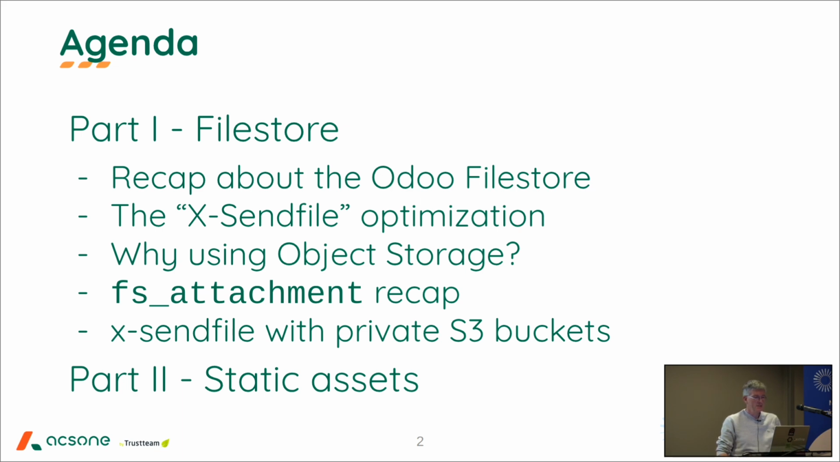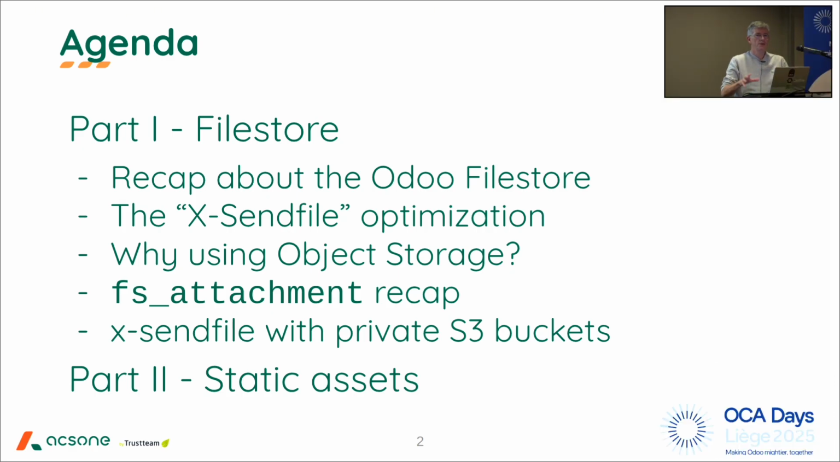The idea is to look at a specific feature that is in Odoo, which is the xsend file optimization to serve attachments. So we'll look at what it is, and in particular we look at how to use this optimization when you are in a cloud deployment and your attachments are stored in S3 buckets or similar.